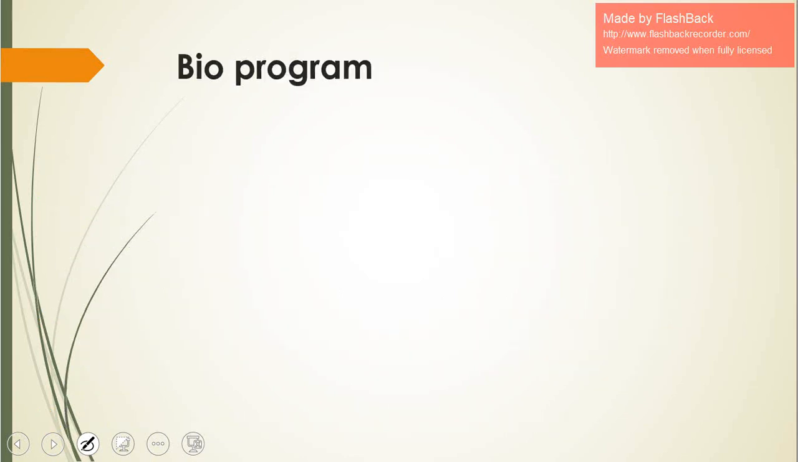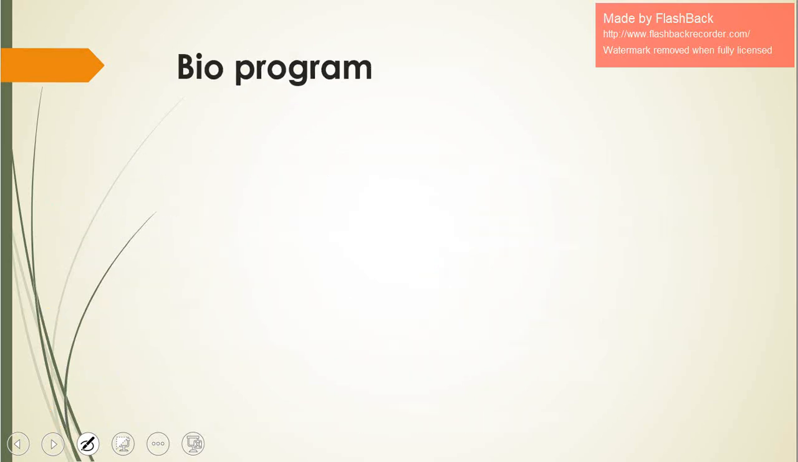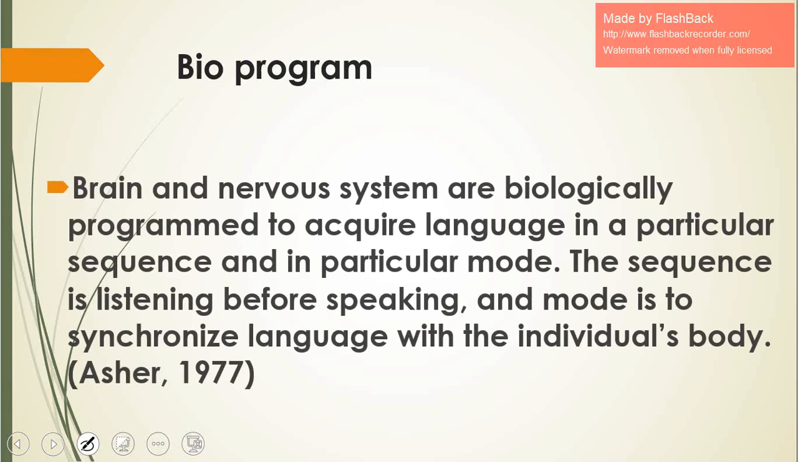What is bioprogram, which I discussed here? The biological, innate ability of someone to learn a first or second language. Brain and nervous system are biologically programmed to acquire language in a particular sequence and in a particular mode. Asher says that your brain and your nervous system are biologically programmed to acquire language. So it is clear that you're going to acquire language, whether it's your first language or the second one, in a particular sequence, a particular arrangement in which you are going to learn the language, and a particular mode, a particular way.